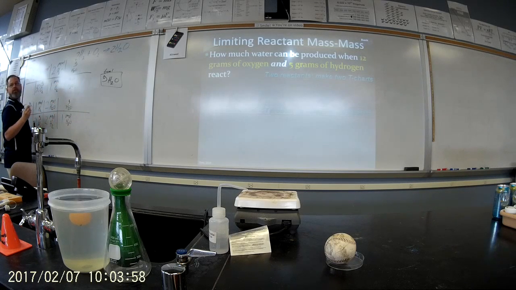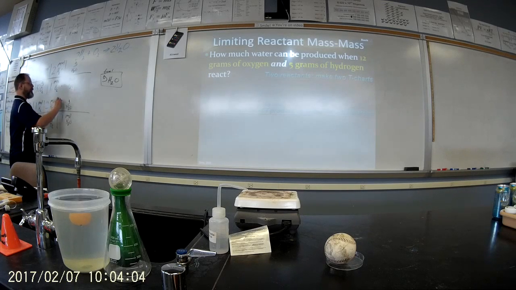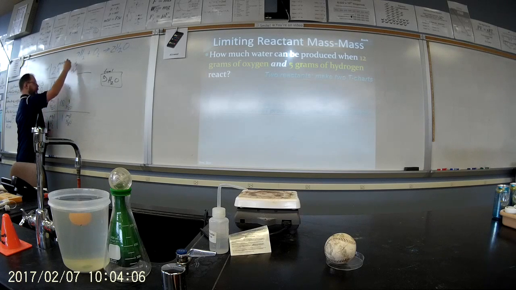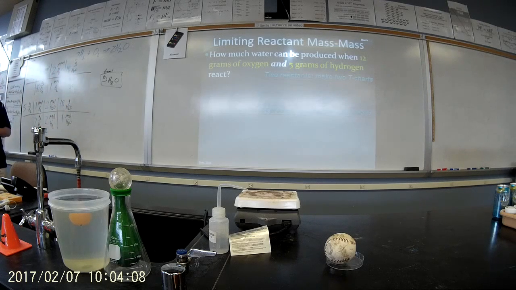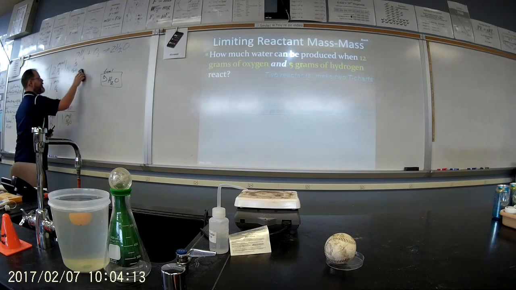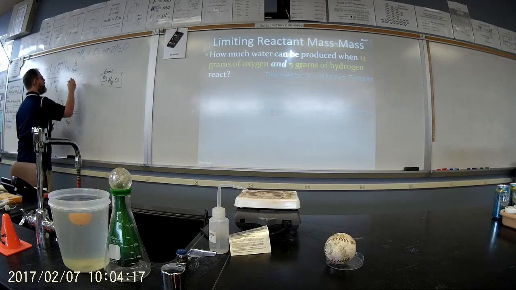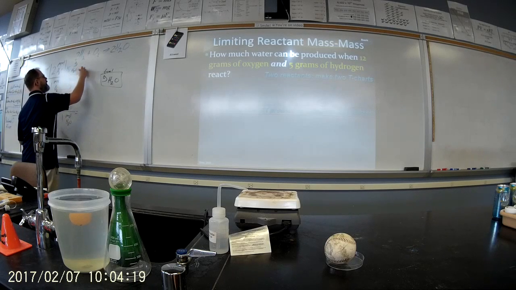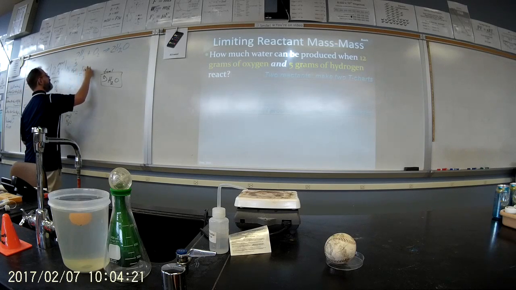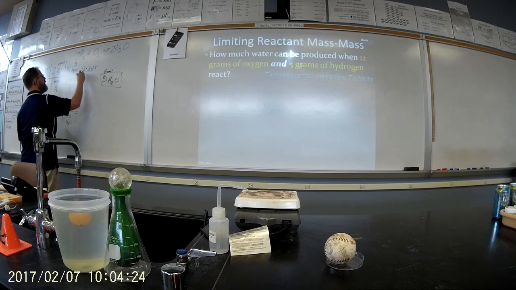How many grams is 1 mole of H2O? 18? How do we come up with 18? Periodic table. 2 for the hydrogens, 16 for the oxygens, and we have our grams H2O, which is what we're looking for, and now we can do the math, and we can find out which one is limiting. 12 by 2 by 18 divided by 32.